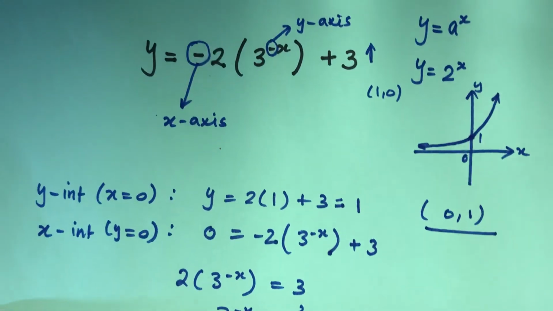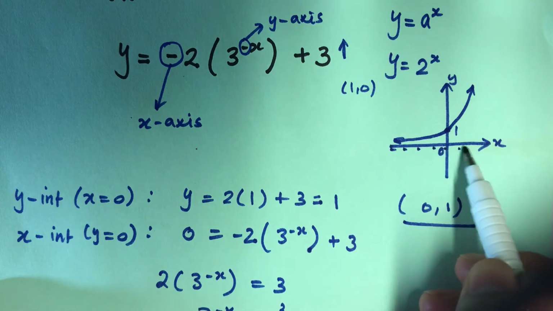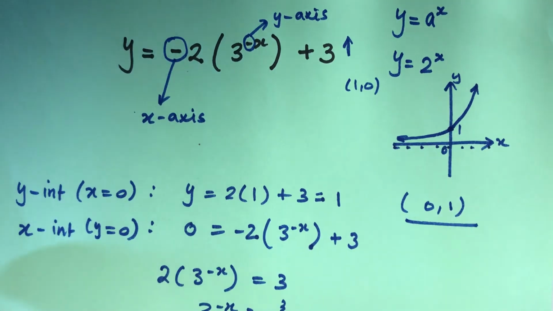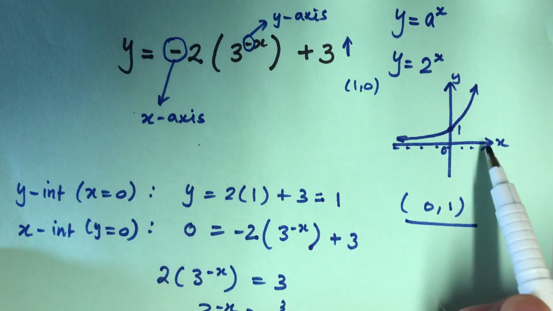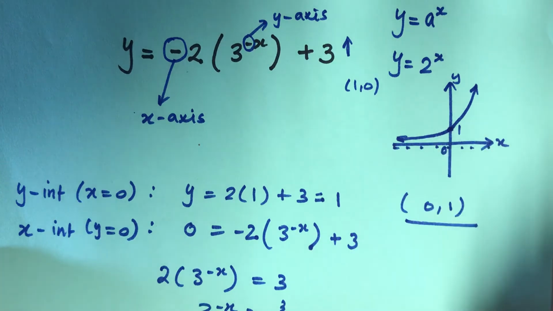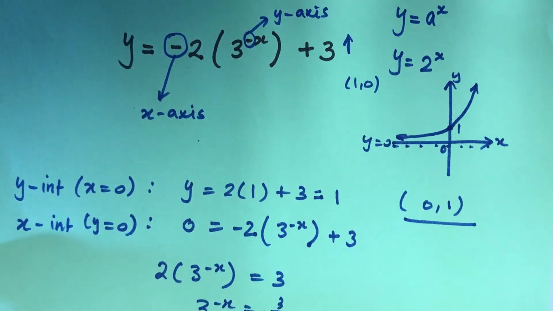So this one has an asymptote that it is never going to touch. I mean, not close to 0, touching 0. So that becomes your asymptote. That's actually y equals 0. So your asymptote is y equals 0.